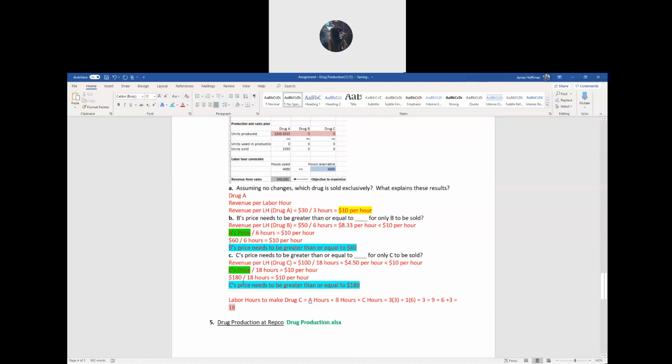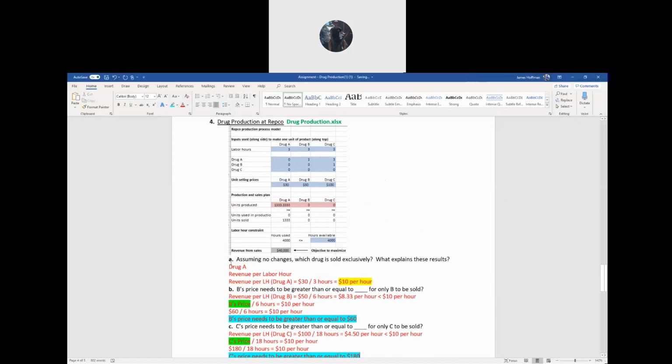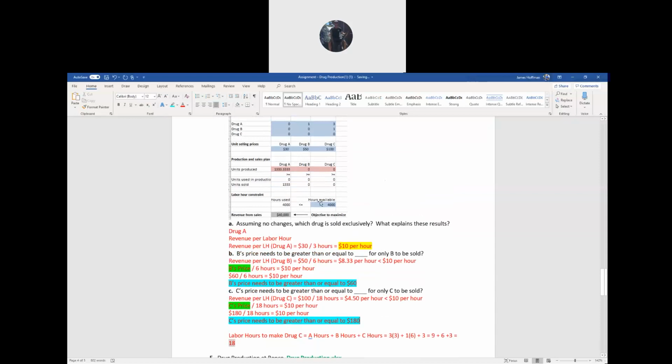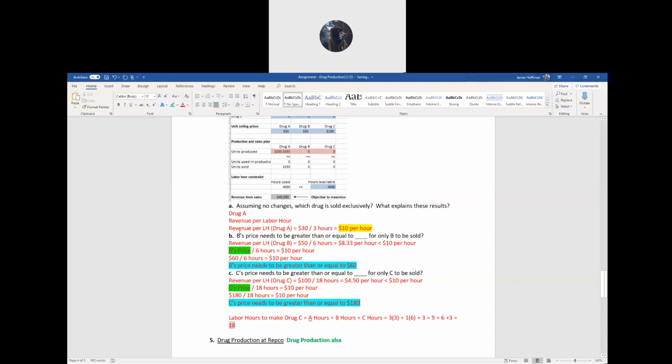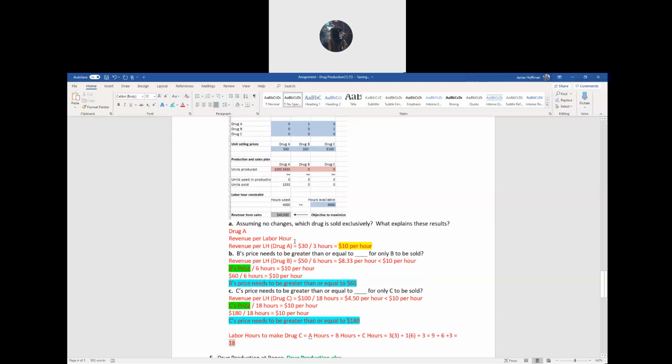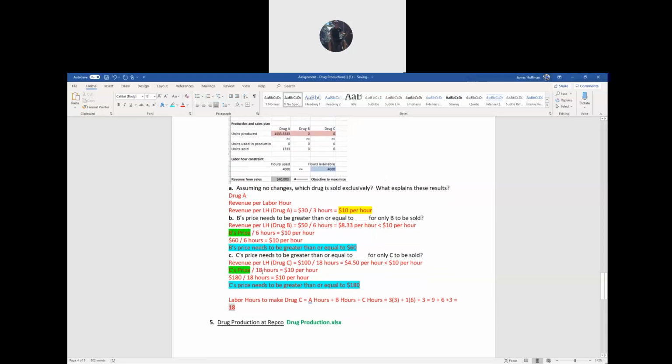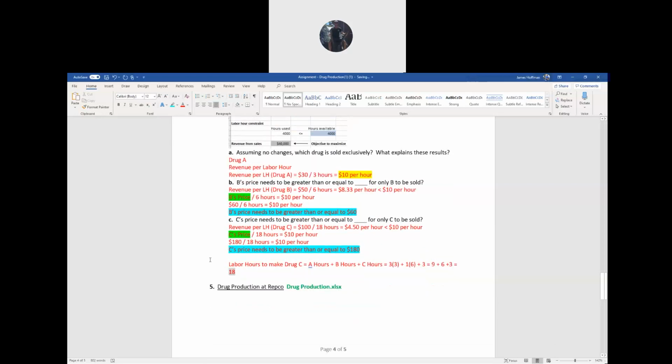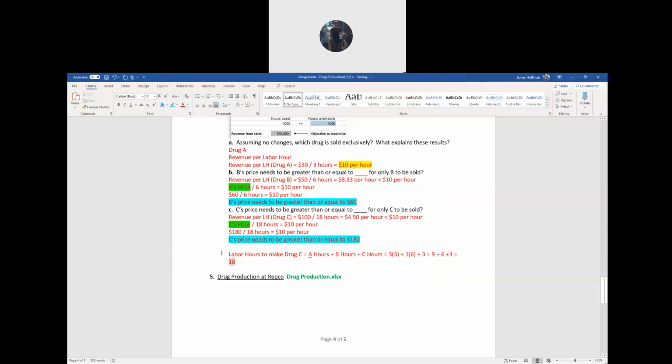Okay, so for number 4, if drug A is $30, drug B is 60, and drug C is 180, they all give us $10 per labor hour, and we figured that out. So yeah, all right.